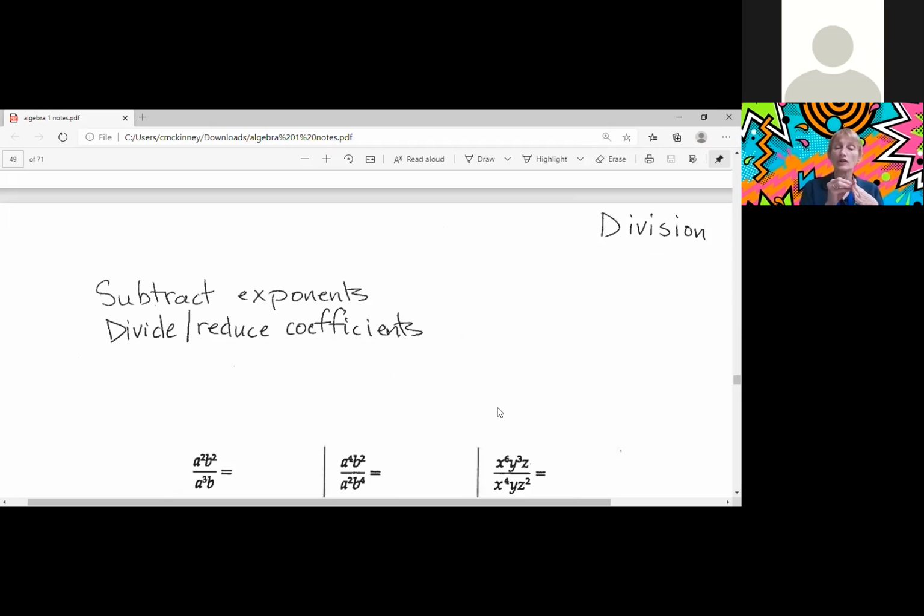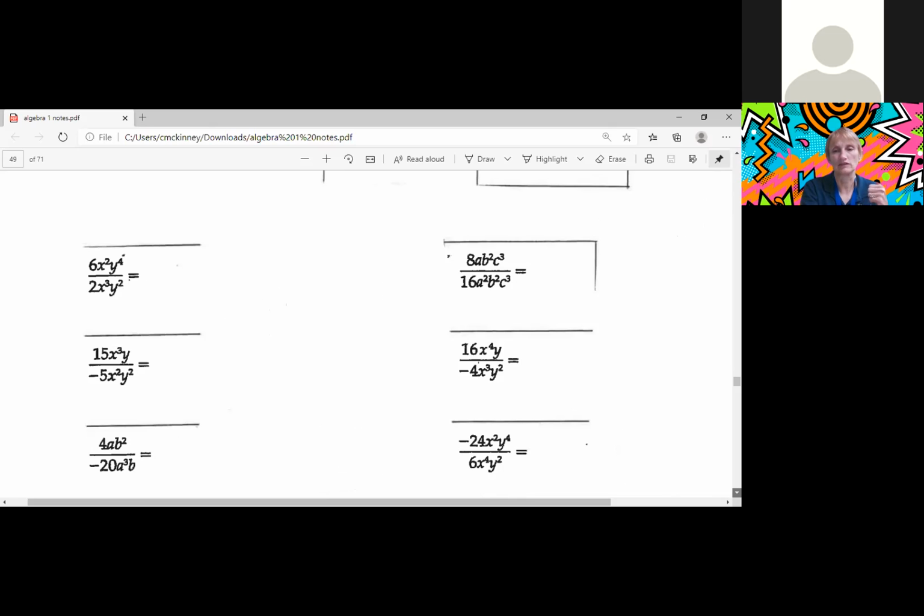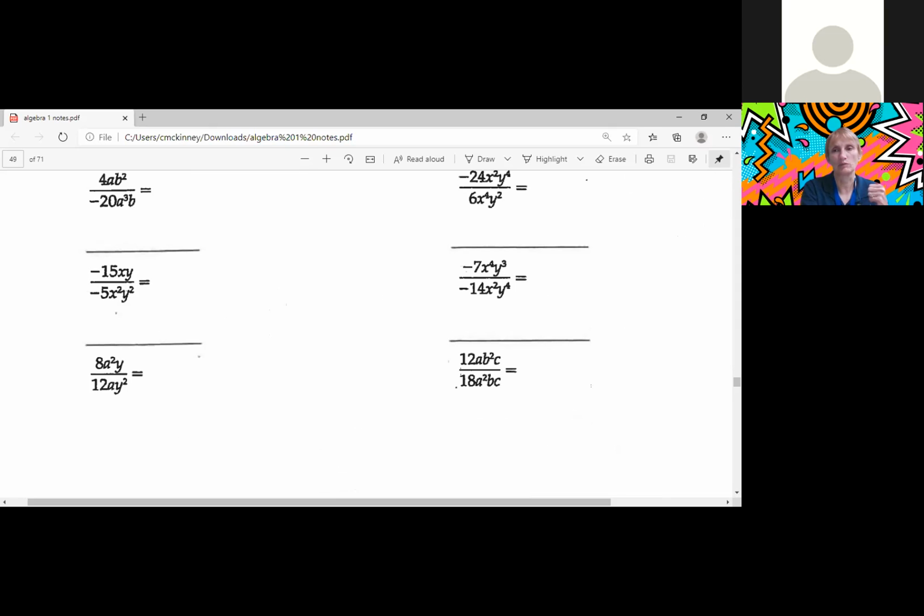So when we were multiplying with product rule, we added the exponents. Now that we're going to be dividing, we're going to subtract the exponents. And again, the coefficients do not behave like the exponents. They're still going to divide, or if they don't divide, we're going to reduce it and leave it in a fraction. I've taken out some other stuff that had been on the page.